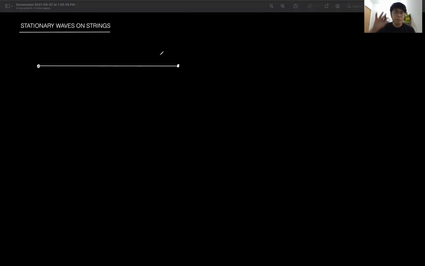Okay, so we know that a guitar string is fixed at both ends. Since it is fixed at both ends, if you look at the particles at both ends, the particles cannot move because they are fixed, right? So here the particle has no motion. Same here, the particle has no motion. A point of no motion, we call it nodes, N-O-D-E-S, a point of no motion.